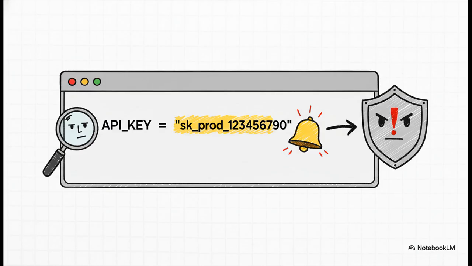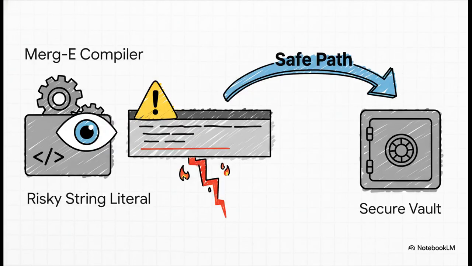Now, in most other languages, it's totally up to you, the developer, or maybe some external tool, to catch this mistake. But in Merg E, the language itself is designed to step in and say, whoa, hold on a second. So the language itself actively nudges you away from this really dangerous habit. The compiler sees a big long string and basically says, hey, this looks a lot like a secret. Are you absolutely sure you want to do this? You should probably be using a vault for this kind of thing.